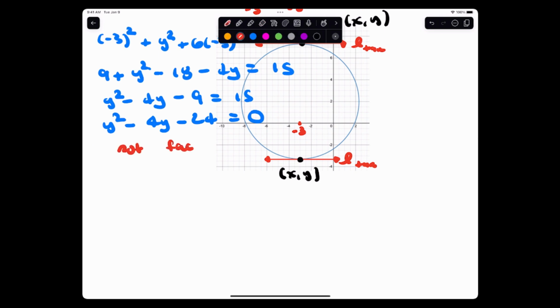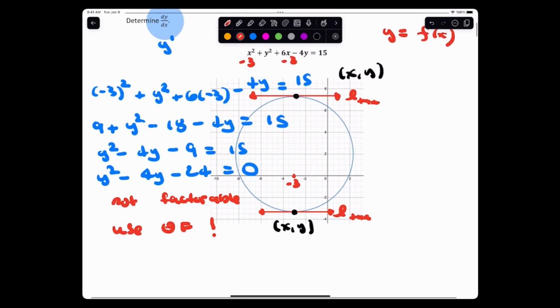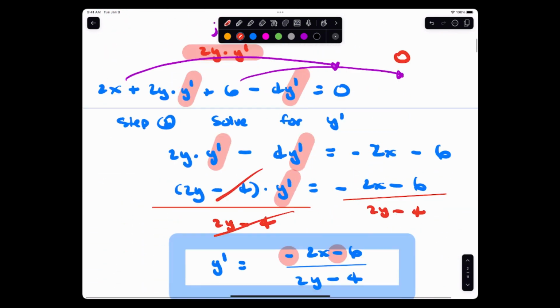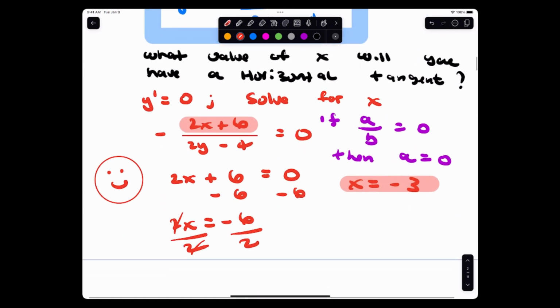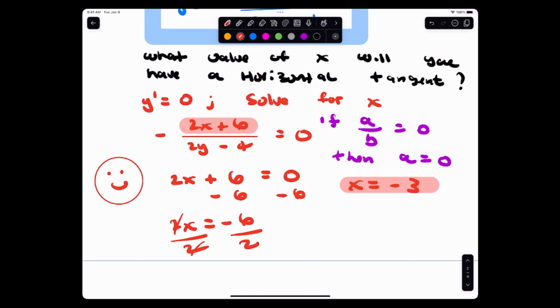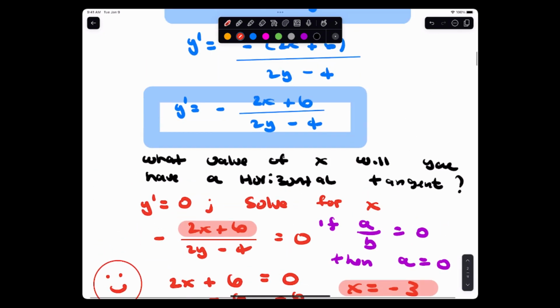What would you guys have to do in reality? Use the Big Daddy quadratic formula. But the good news is they didn't even ask you for what? The location, the points. They just asked you for the x value. I just want to point that out to you guys, okay? A little bit of detail.